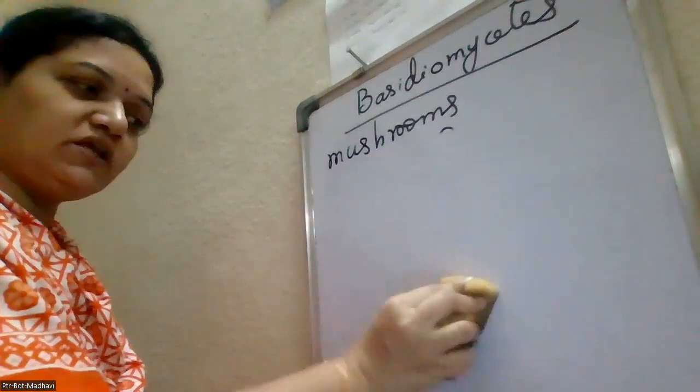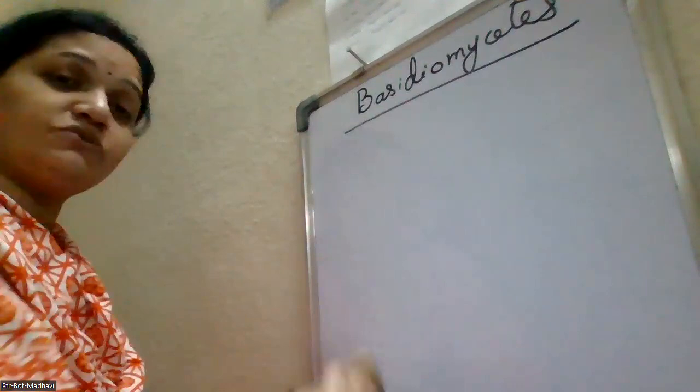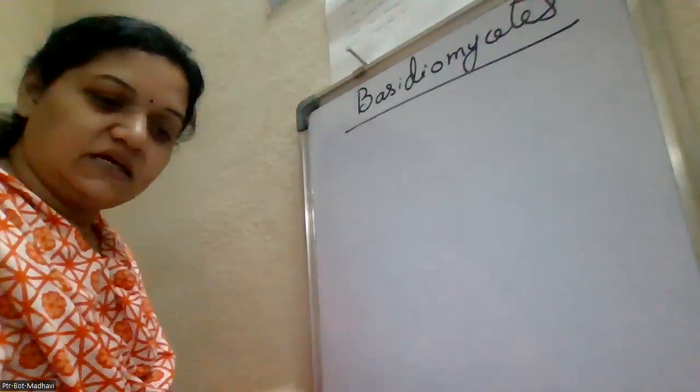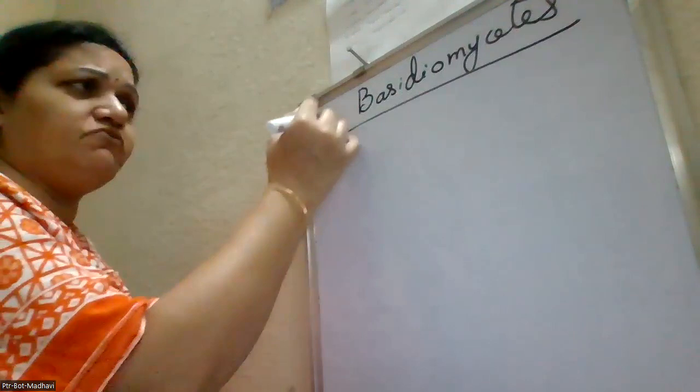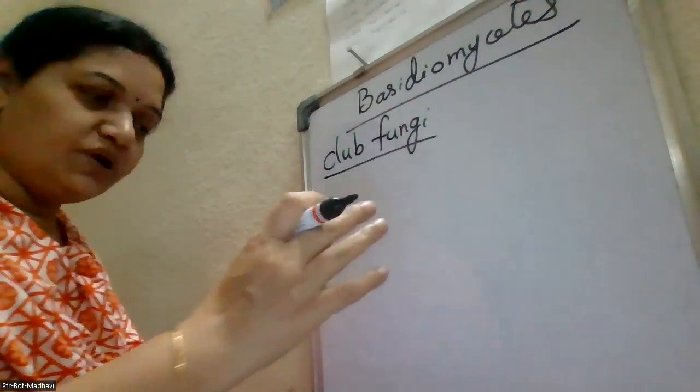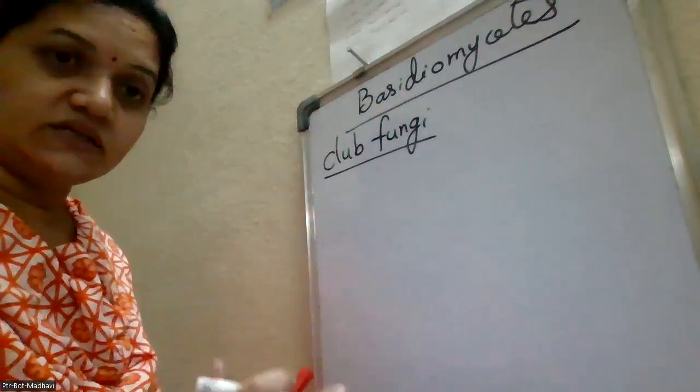And what are the general characters? All the mushrooms in this class are saprophytes, and a few are parasitic in nature. Mostly we call the basidiomycetes the club fungi. Why do we call it club fungi? Because they grow at one place together, like a gathering of people.